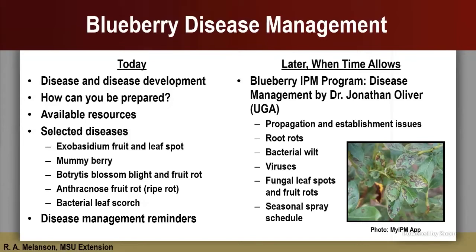There is a link in the chat box for the Blueberry IPM presentation, a longer presentation on disease management by Dr. Jonathan Oliver at University of Georgia. He goes more in depth into various propagation and establishment issues, as well as root rot. Bacterial wilt is a bacterial disease that showed up in the last 10 years in Florida, and now Georgia is also seeing some of these issues. So that would be a really good disease to learn about and watch out for in Alabama. And then he discusses a couple of viruses more in depth, and then again, some of the fungal leaf spots and fruit rots.